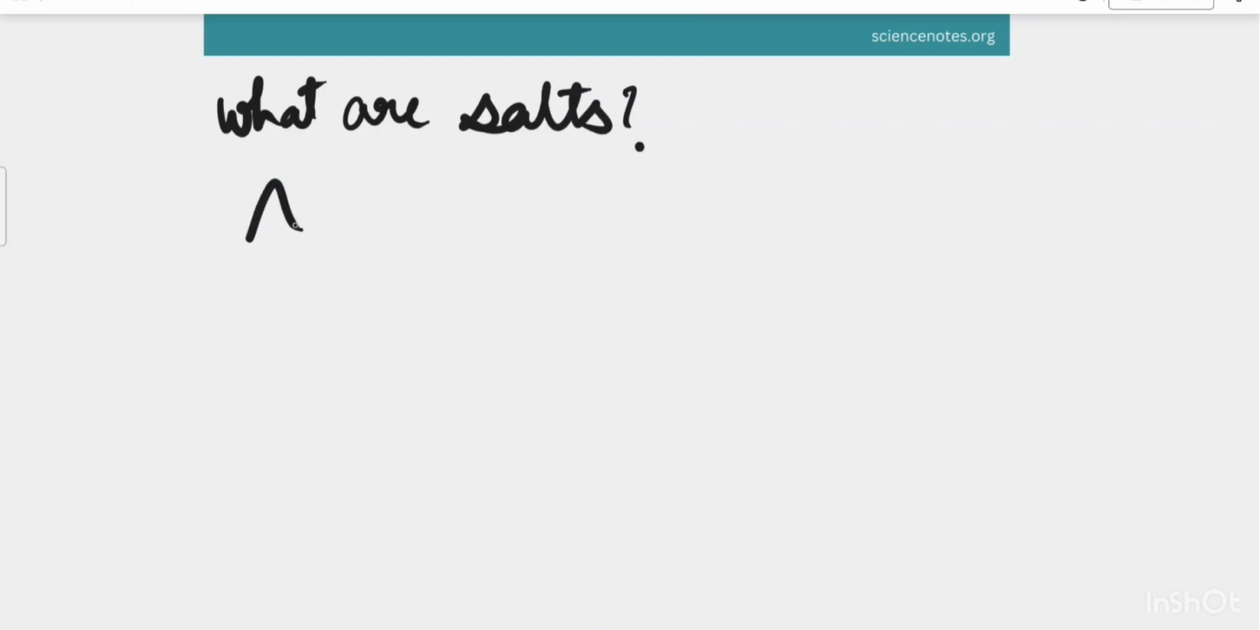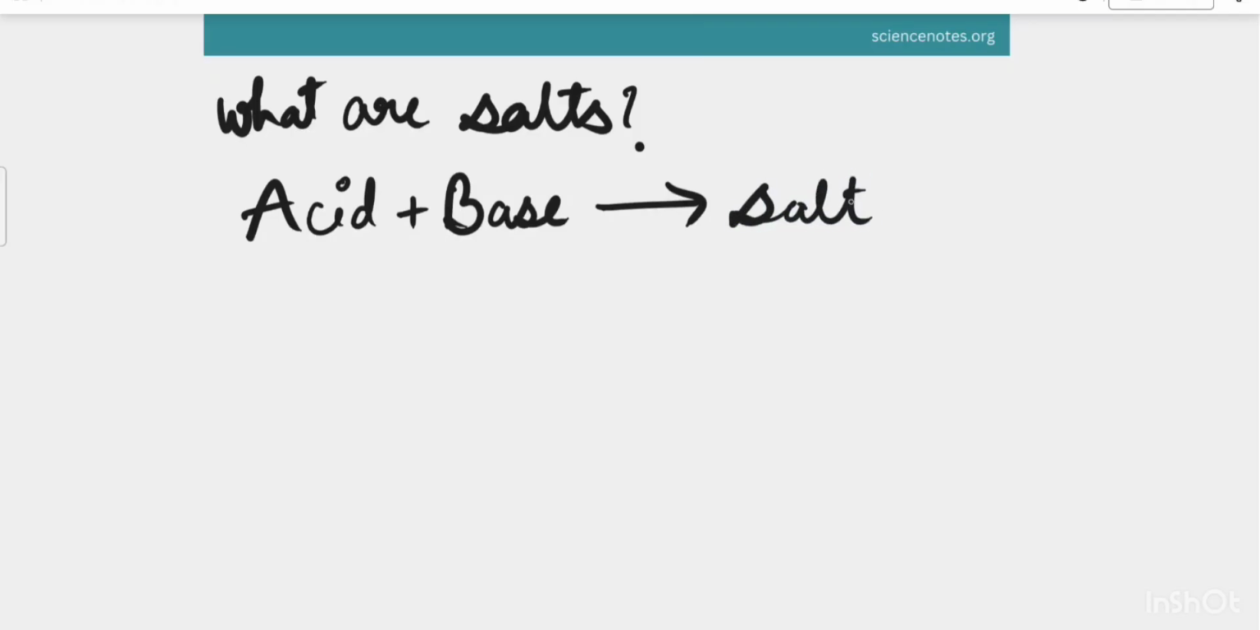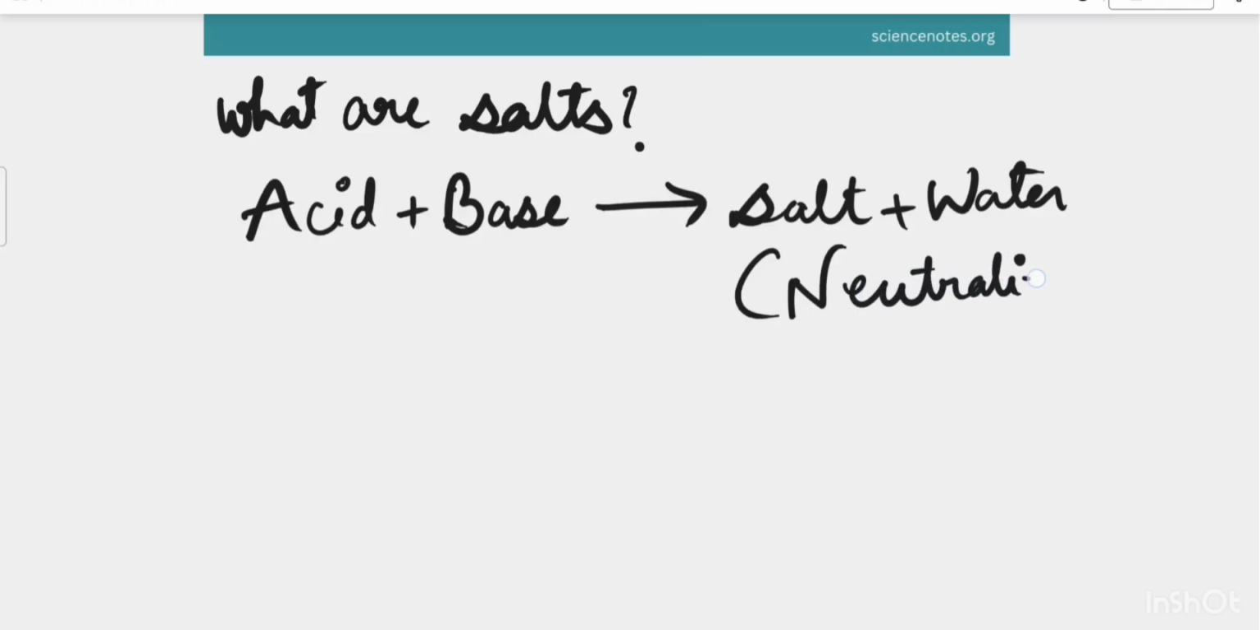So, what are salts? Acid plus base give us what? Salt plus water. And this reaction, this acid-base reaction, is called a neutralization reaction.